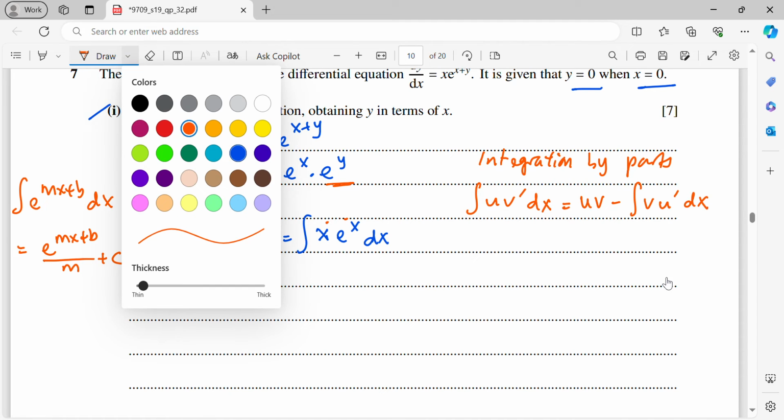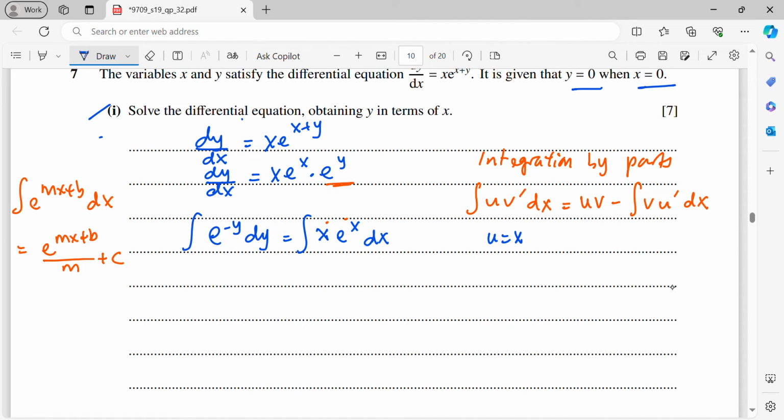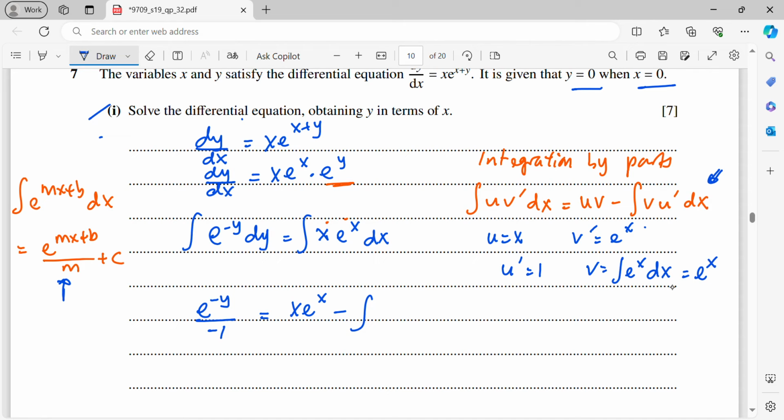Okay, so your u is x, and then v prime is e^x. So now your u prime is 1, your v is the integral of e^x, that is also e^x. So now for the left hand side, using this exponential formula, I will rewrite that over minus 1 because we differentiate minus y, that is minus 1. For the right hand side, apply this by parts formula. It will be uv, so x e^x minus the integral of v du.